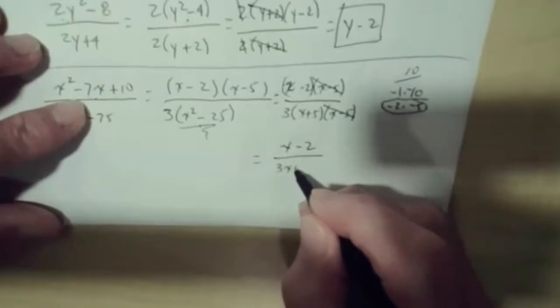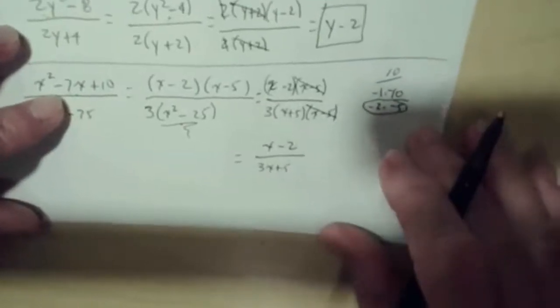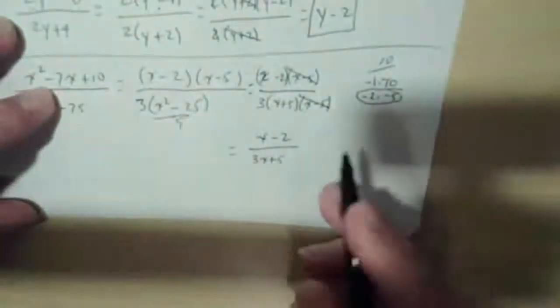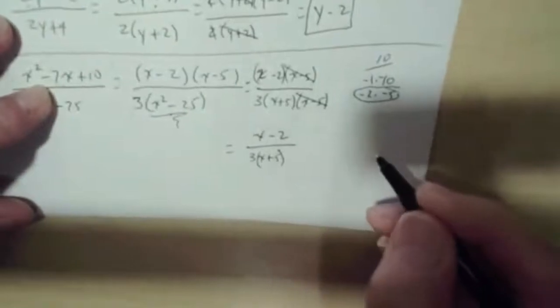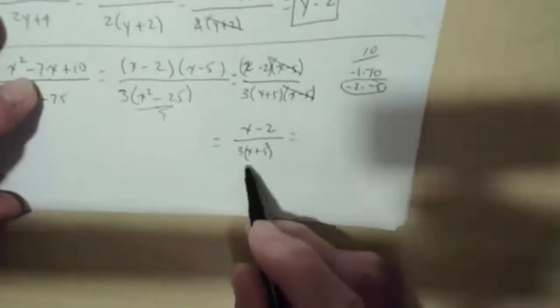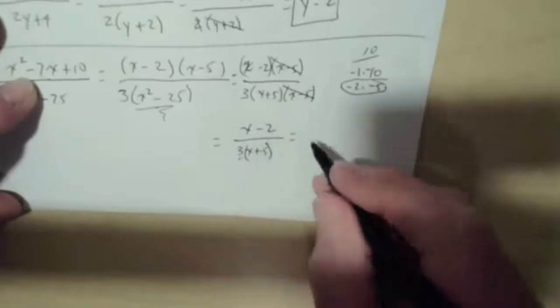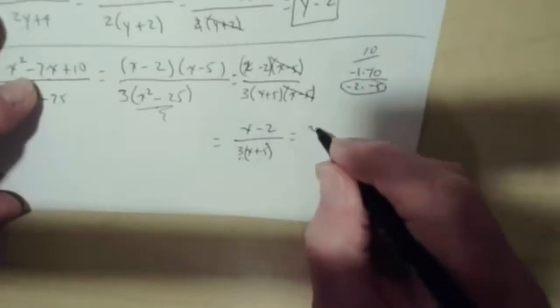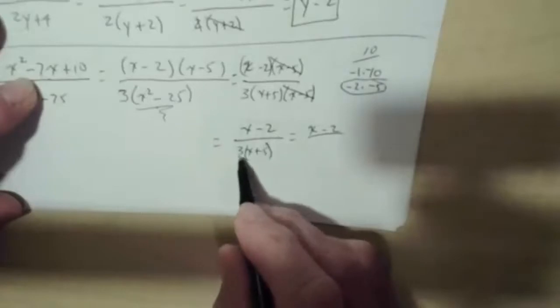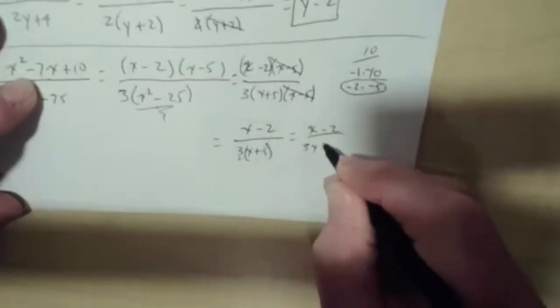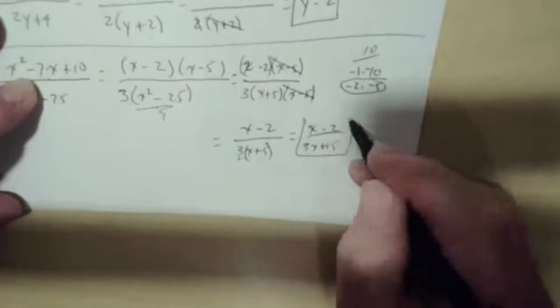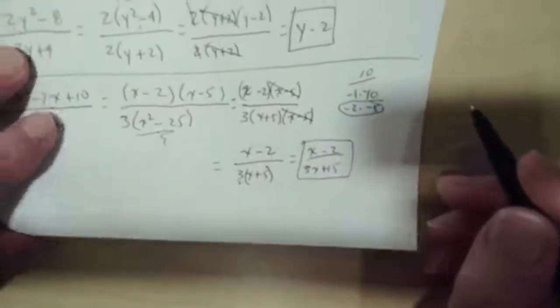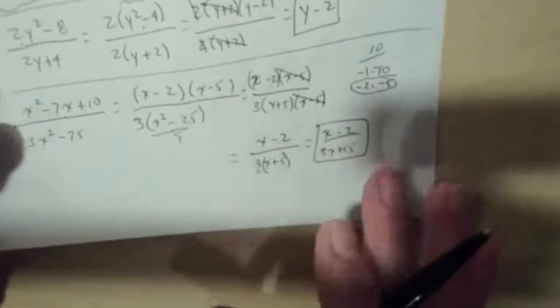Now, in MyMathLab, if you're doing the same thing, they may want you to go ahead and do a distributive property here. So this could also equal x minus 2 over, and distribute the 3 over everything in here, 3x plus 15. Right? Okay, these are not difficult. They're just a little different, and fun too. That's good stuff.